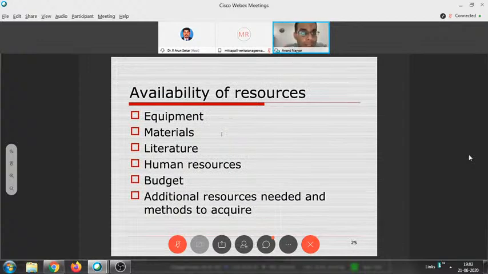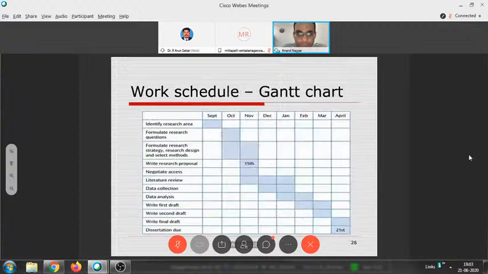So always have the availability of resources. What are your resources? Equipment in terms of hardware, materials in terms of books and literature, human resources, budget, and additional resources. And that's the reason I always tell people to always mention a lab also, that you are associated with this lab. We will also be going for some lab-based avenues. So the more resources you have, the more happy the guide will be to help you out.